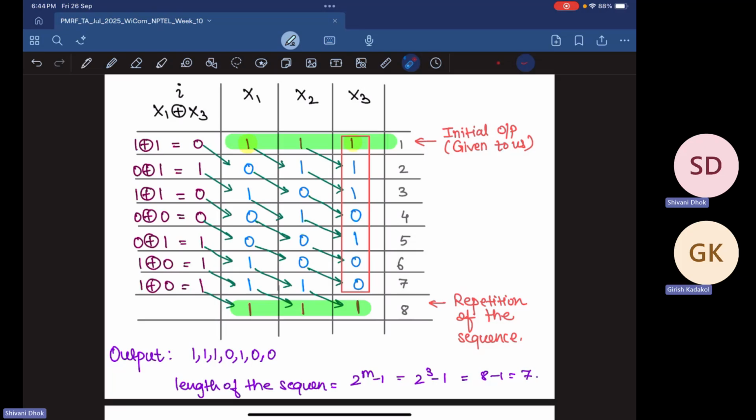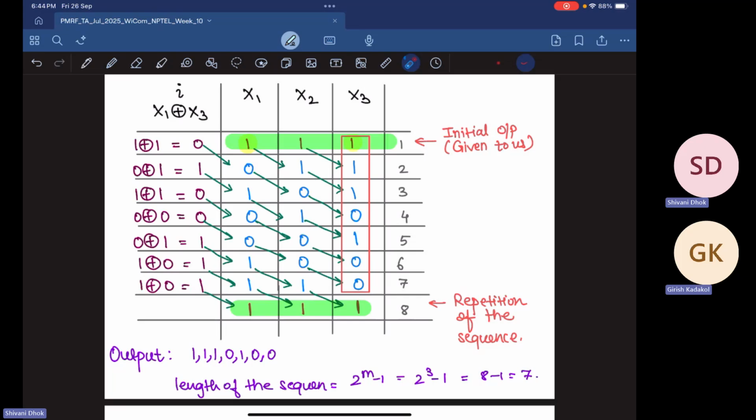Because initially whatever we got, that same thing we are getting here at the eighth. So that's why we have to consider 1 to 8. 1 to 7 is the output. From the 8th, it is 1 repeating. Whenever it is repeating, we have to leave it now. We have to stop there only.